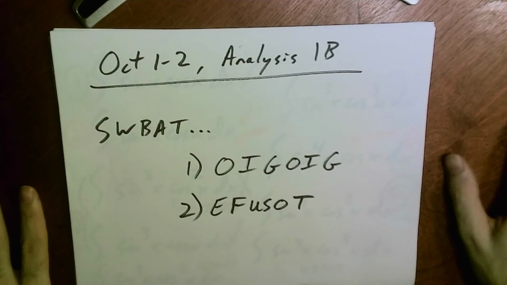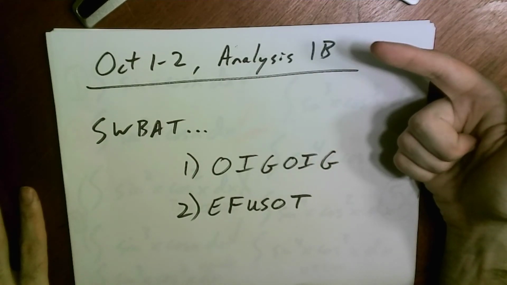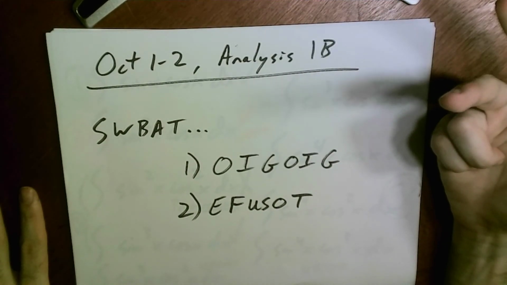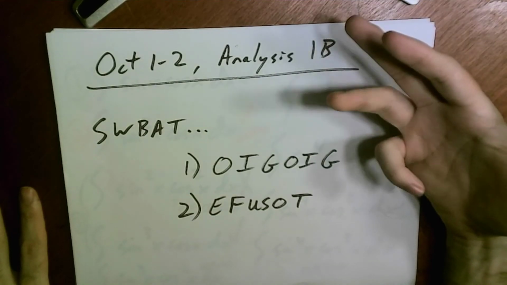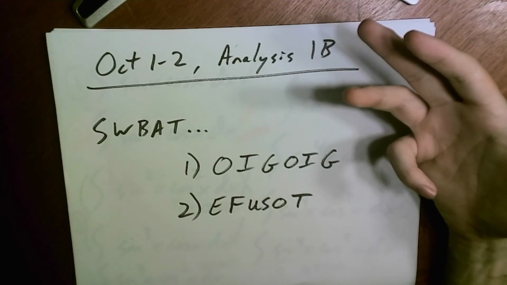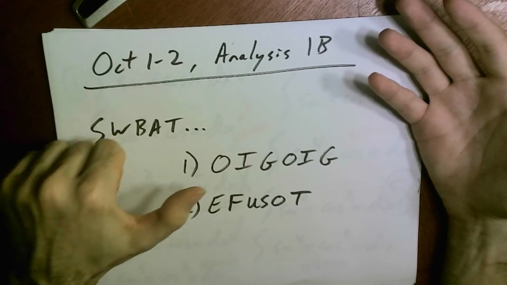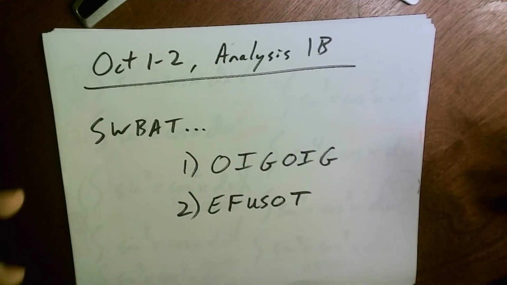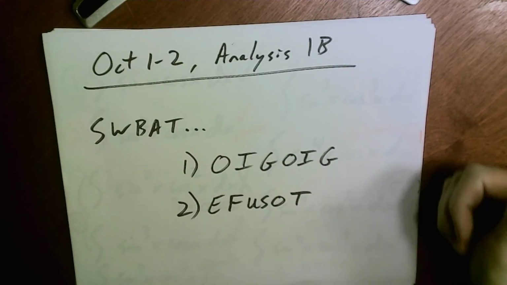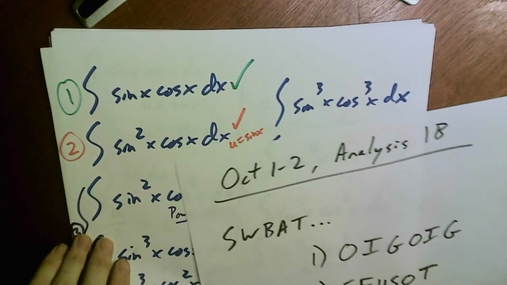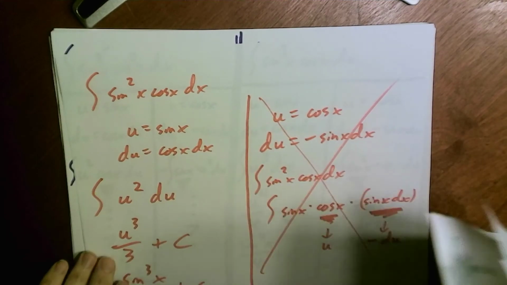What do you have so far? You have u subs, including back sub maybe. You have integration by parts, including swingy. That's the trickier version of integration by parts. And now you have OIGOIG with the trickier part EFUSOT, right? So everything has the basic approach and then the trickier bit. U sub by itself and then having to do a back sub, which, remember, I can give you an example, right?